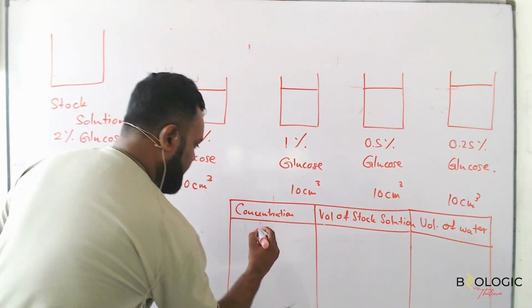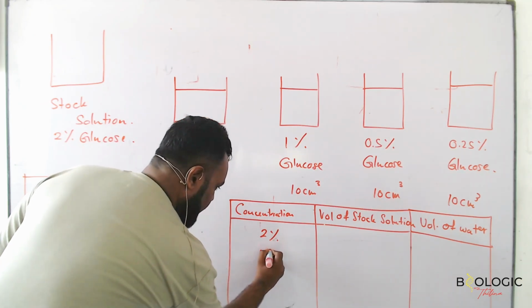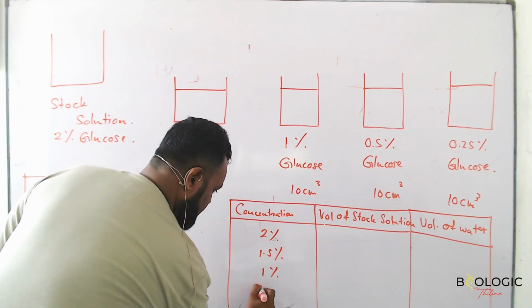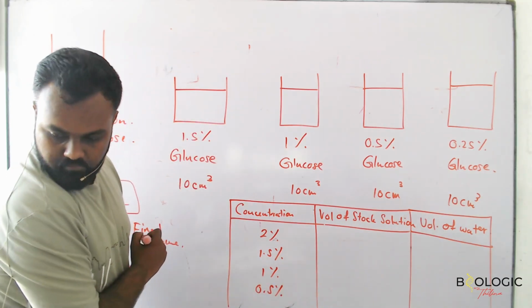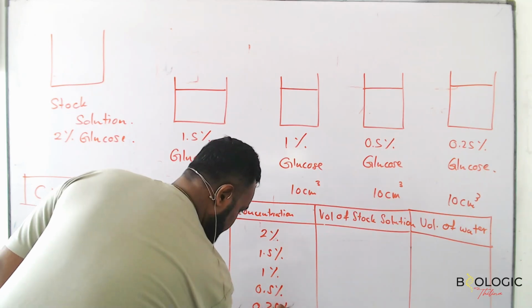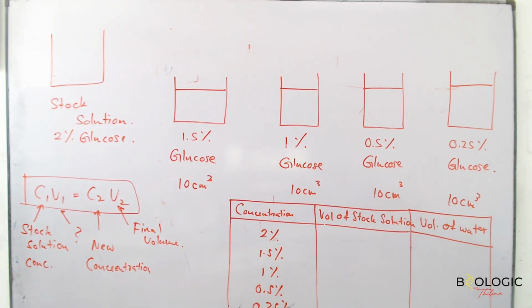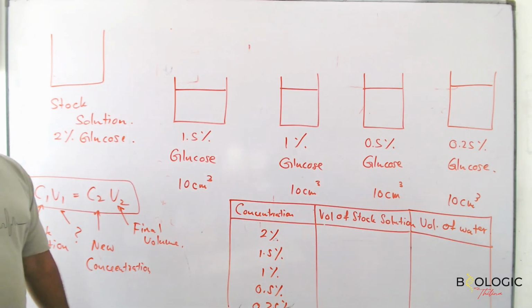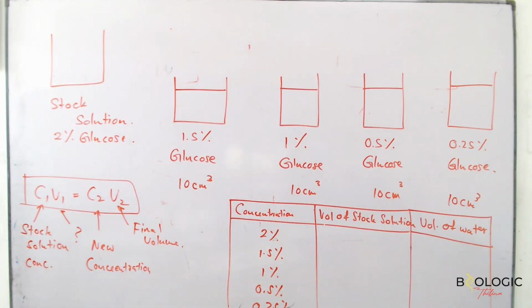So I'm writing concentrations here now. 2%, 1.5%, 1%, 0.5%, and 0.25%. Okay, fine, everyone? Totally okay?